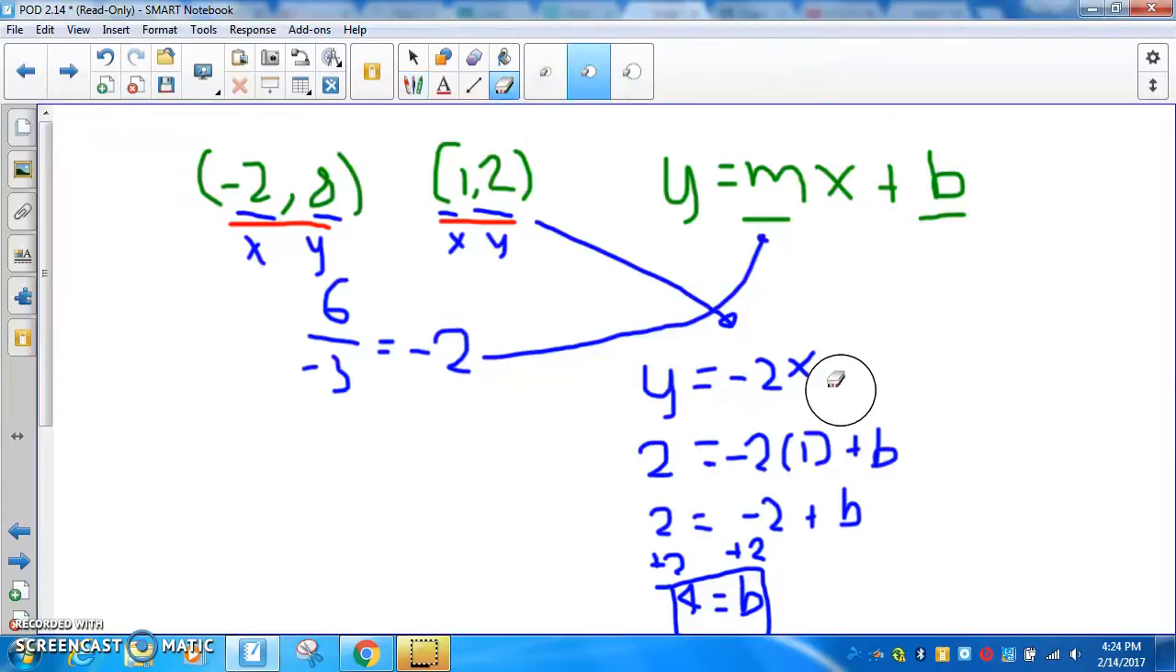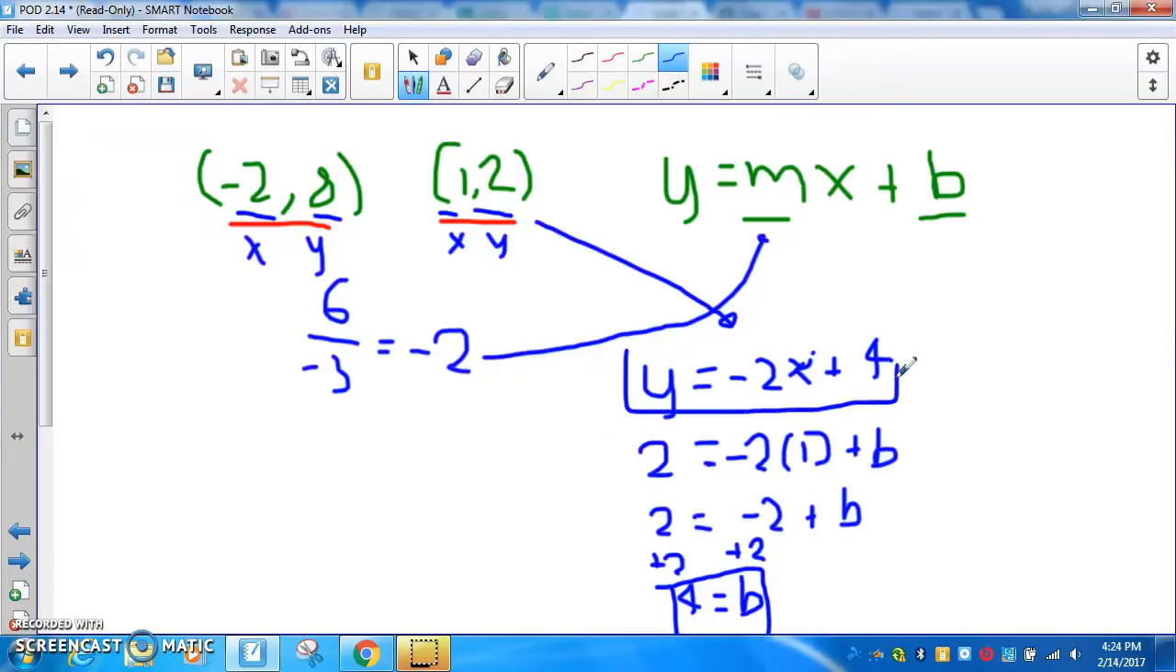If I go back to the original equation, I can now rewrite it as y equals -2x plus 4. That is my y-intercept. If you still struggle with plugging in the x's and y's, I'd be happy to help you with that, but that's the basic gist. Again, start with the slope, difference of the y's, difference of the x's. Then you plug in an ordered pair for x and y and solve for b.